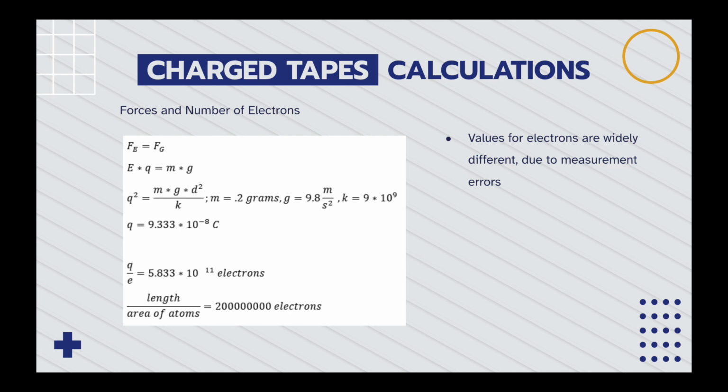However, using the measurement of the tape and the length scale of the atom, I calculated that the number of electrons was actually 200 million. The discrepancy in these values is due to imperfect measuring of the distance between the two tapes and other human measuring errors during the experiment.